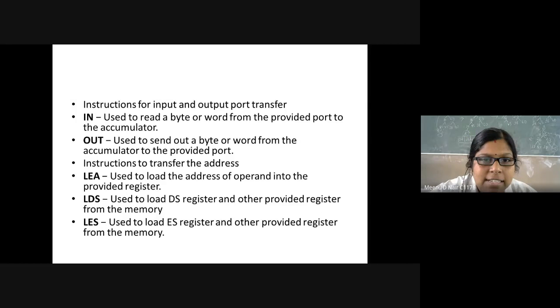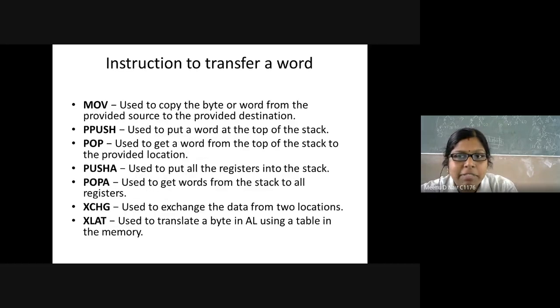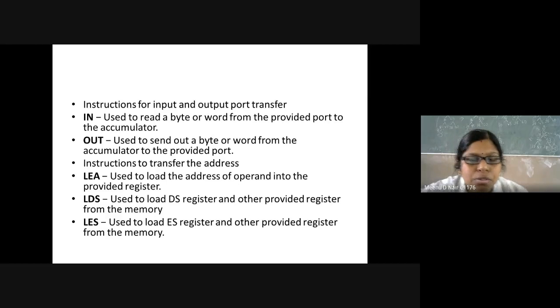Next one is instruction for input and output port transfer. That was data word transfer. The second one is used for input and output port transfer. So what are the commands there? IN, OUT, LEA, LDS, LES, and so on.